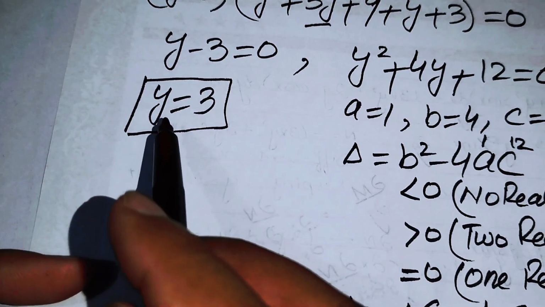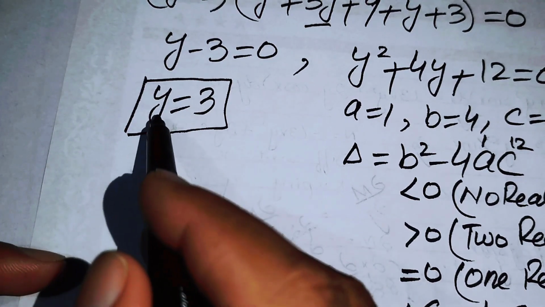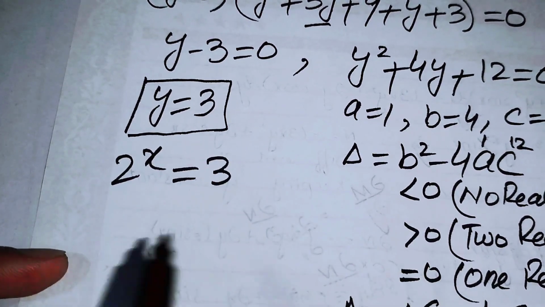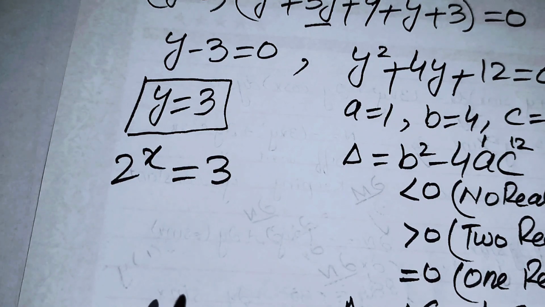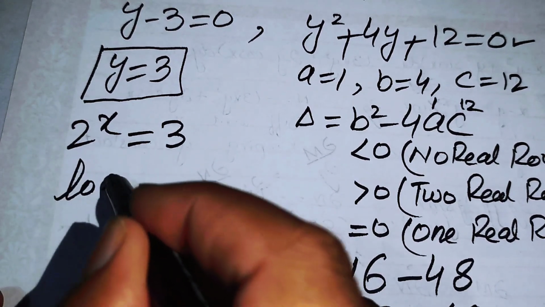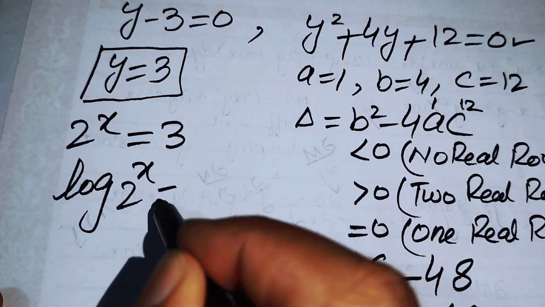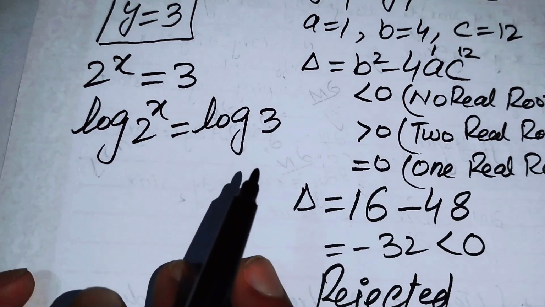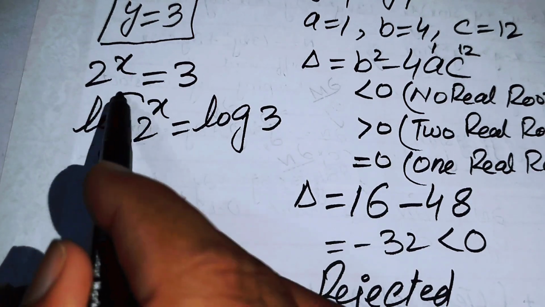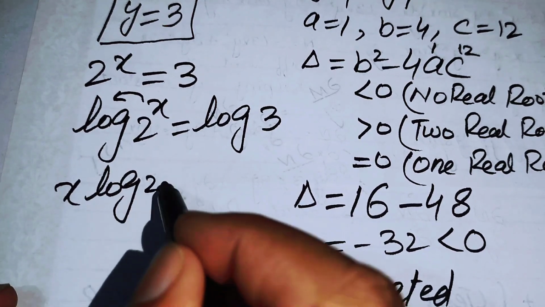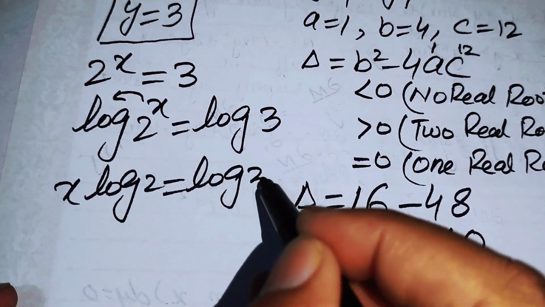So in this case you have y is equal to 3, and the value of y is 2 to the power of x. So here you have 2 to the power of x is equal to 3, and now in order to find the value of x, we can use the log on both of the sides. So log 2 to the power of x is equal to log of 3, and now we use the property of log. So this exponent will come in front of this log, and you get x times of log 2 is equal to log 3.